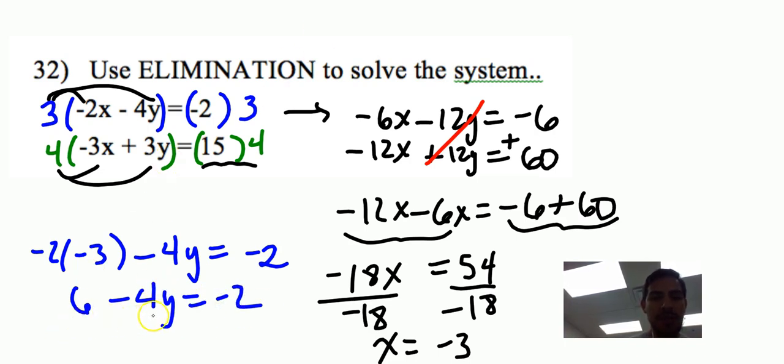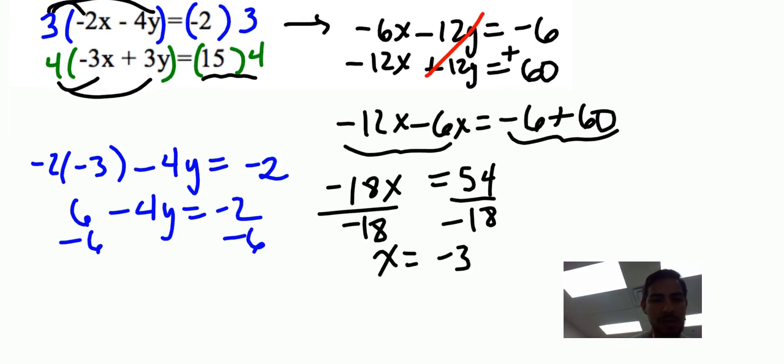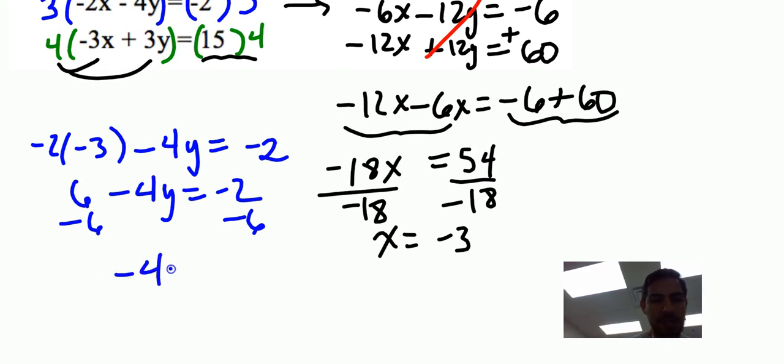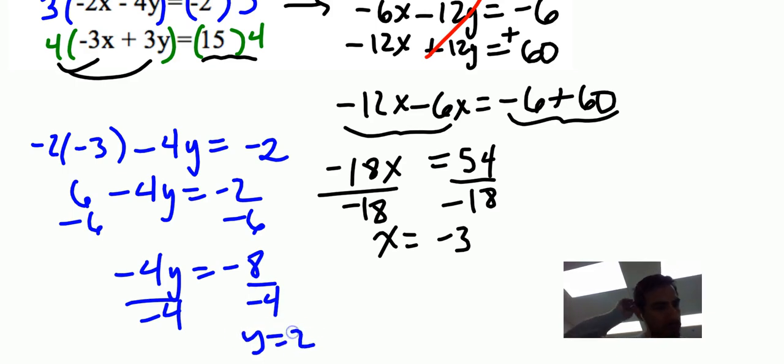And when I solve for y here, I'm going to subtract 6 and subtract 6. I get negative 4y is equal to negative 2 minus 6 is negative 8. Divide by negative 4, divide by negative 4. Y is equal to 2. So my final answer is negative 3, 2.